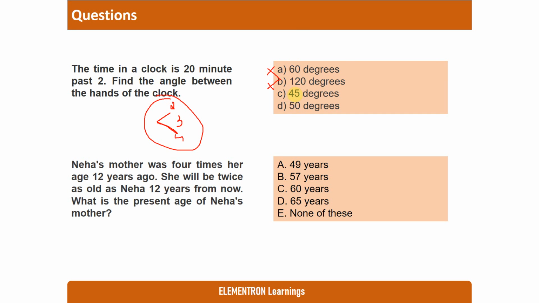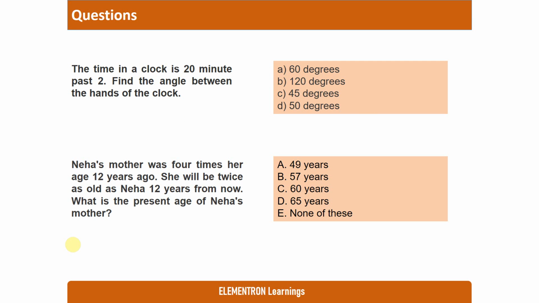Now we have to choose between 45 and 50. The short hand moves from 2 to 3 every 60 minutes. That means it will travel 30 degrees in 60 minutes. That is 0.5 degree for 1 minute. And with that, if you calculate, you will get the correct answer as 45 degrees.